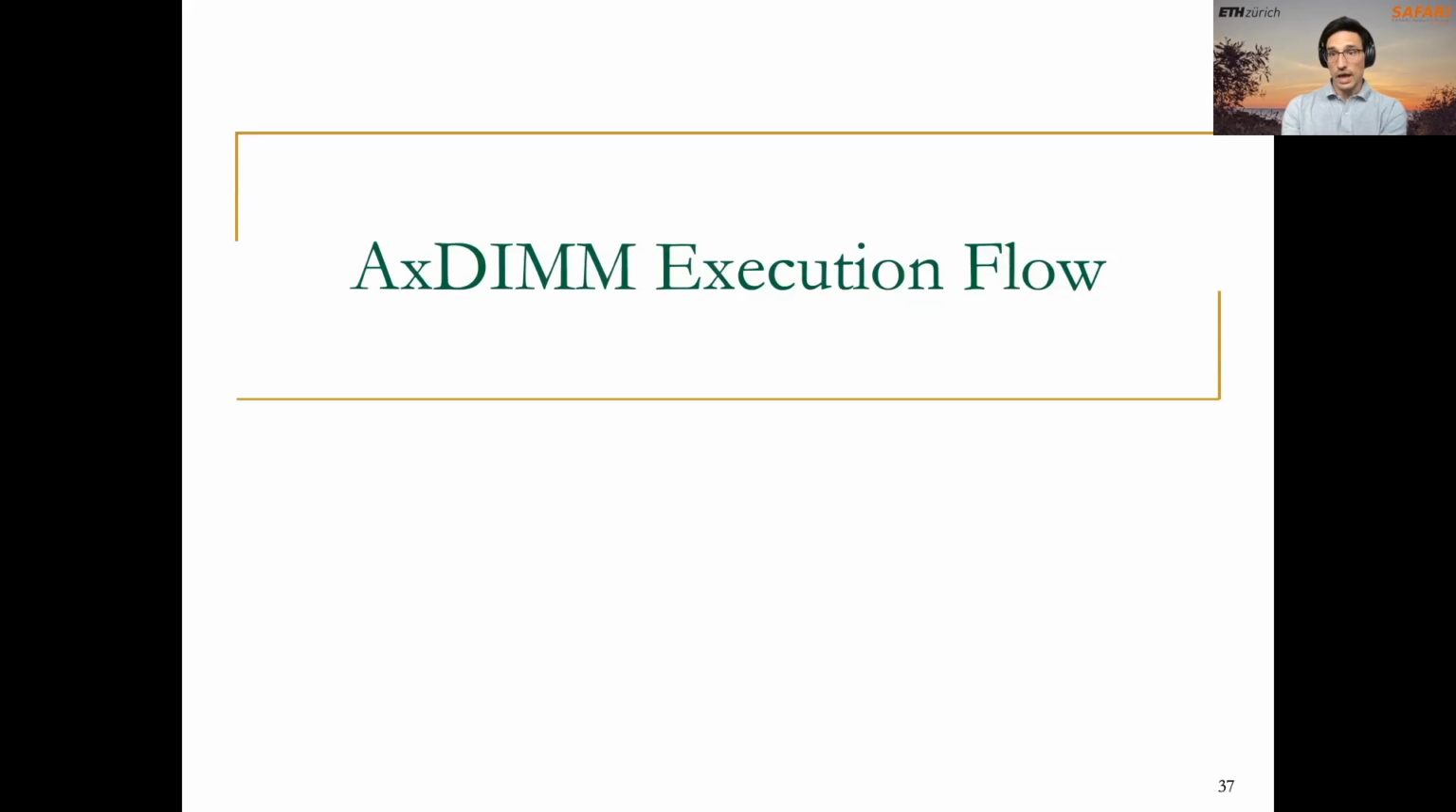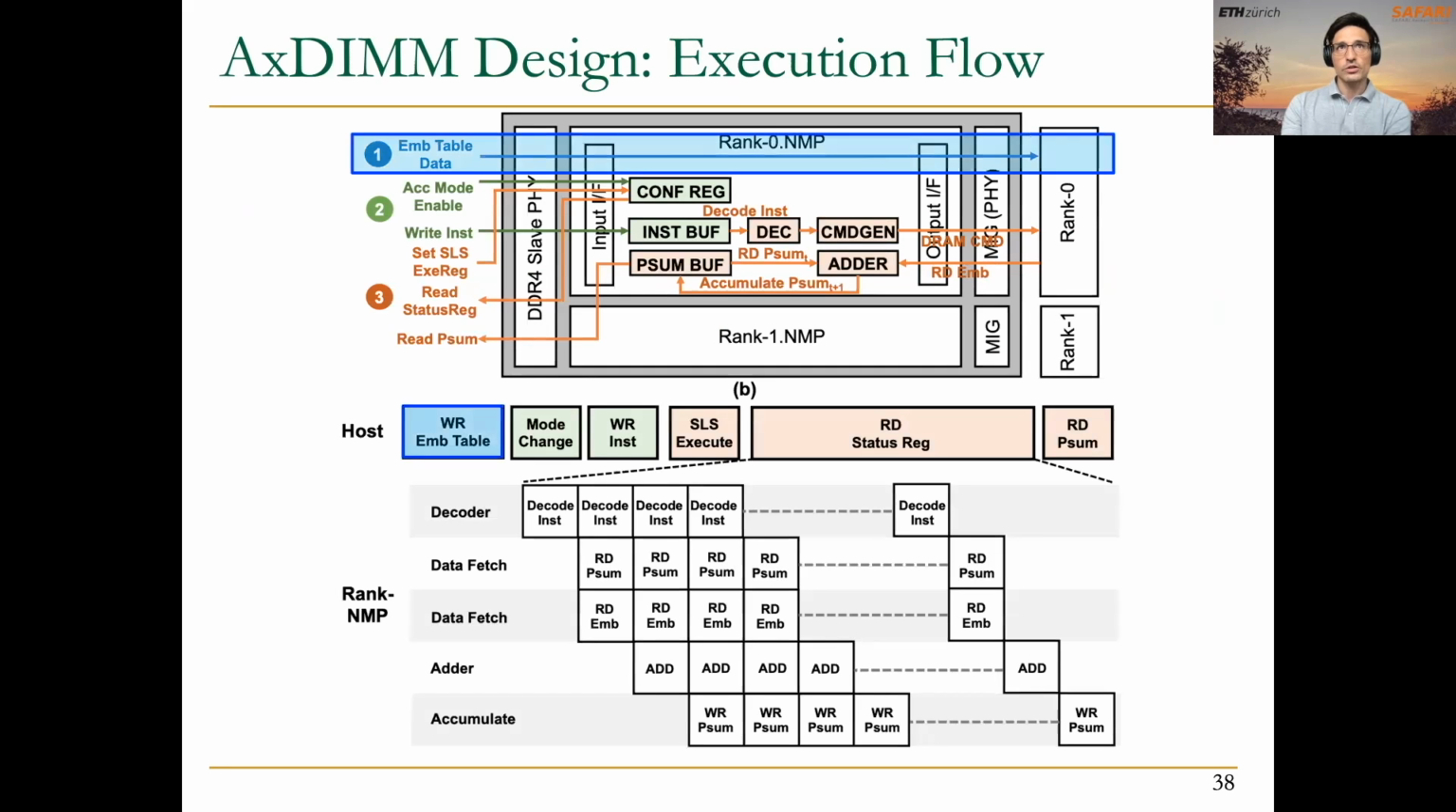So let's take a quick look at how this AxDIMM accelerator works, how these near memory processing units work, and how this execution flow takes place. First of all, the host processor needs to load the embedding tables into the memory ranks. This is done by using normal write operations to DRAM, in the non-acceleration mode. And at this point, we have to change the mode. This is done by writing the corresponding register in the configuration registers, and also writing the instructions into the instruction buffer.